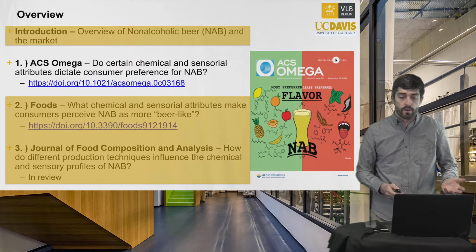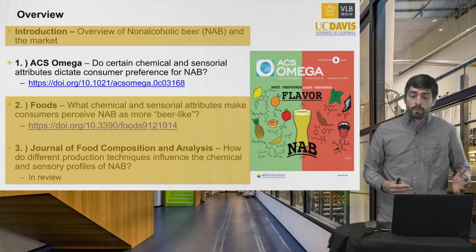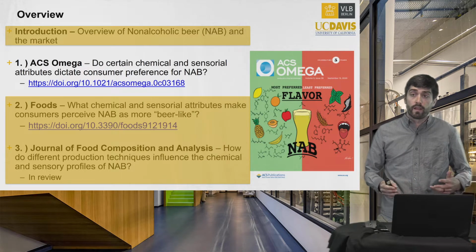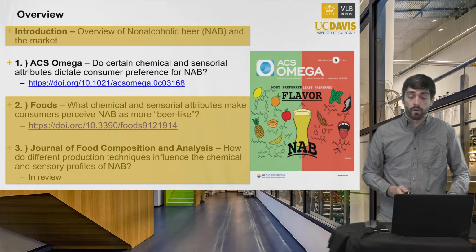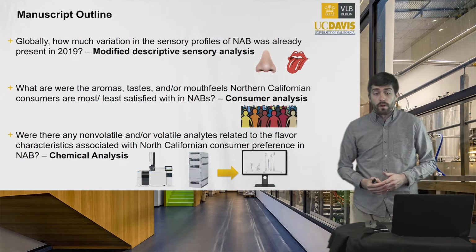So on to the first manuscript. The main goal of this work was to investigate if there were chemical or sensory attributes that were related to Northern California consumer preference towards non-alcoholic beer, or NAB. So this manuscript was split into three parts. You can see that here.